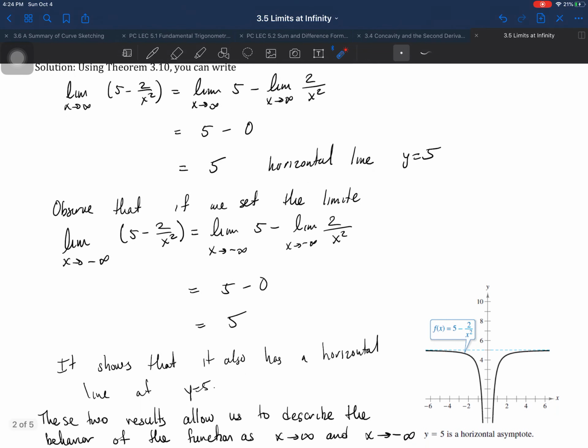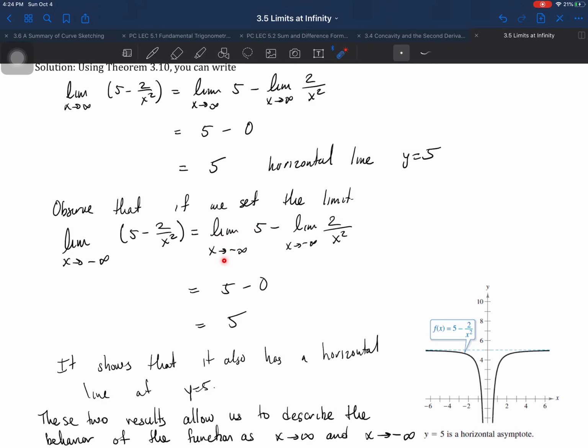Well, let's observe what happens if we try this with a negative. If we apply this to the negative, then we're going to have the limit of 5 minus 2 over x squared as x goes to negative infinity. The limit of this exists because it's going to be 5. The limit of this is going to be 0, so we can separate them from each other. So that would be 5.